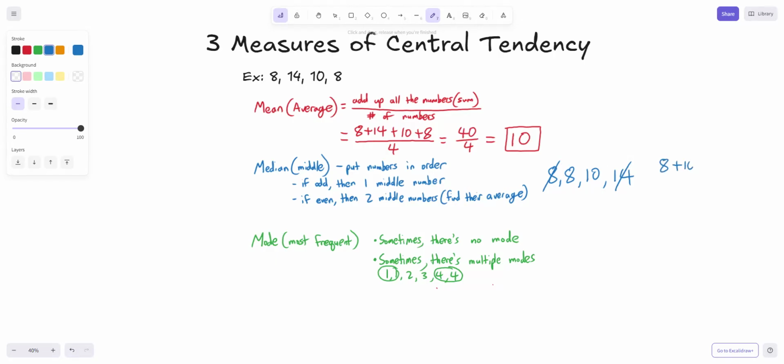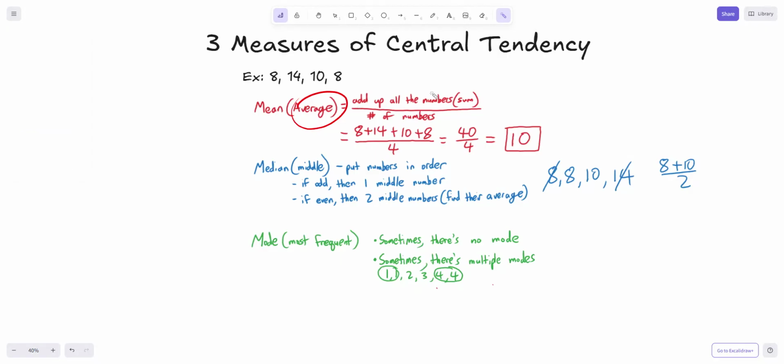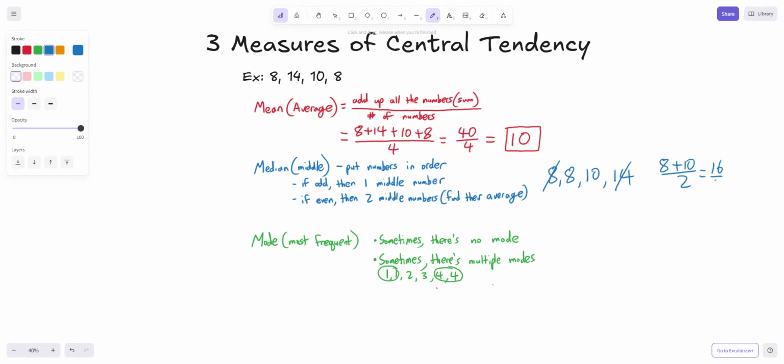8 plus 10 divided by 2, because again, finding the average or finding the mean: add up the two numbers, divide by how many? There are 2 of them. So 8 plus 10 is 18 divided by 2. So our median here is 9.